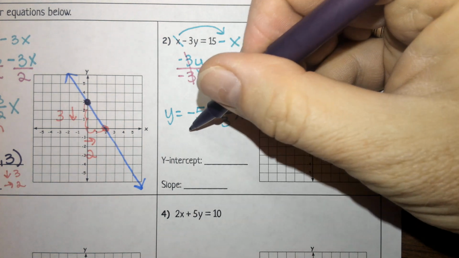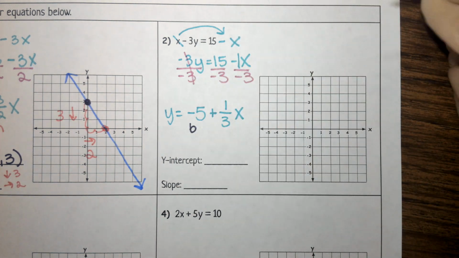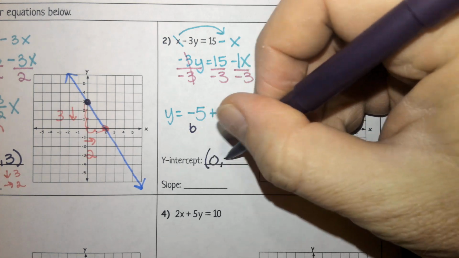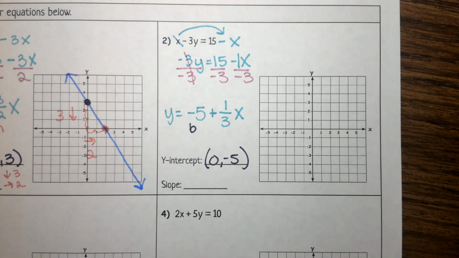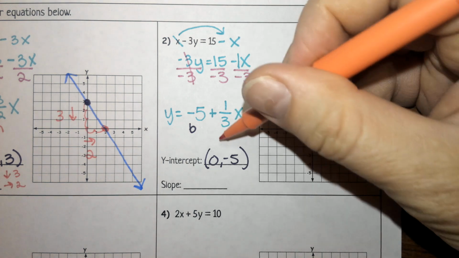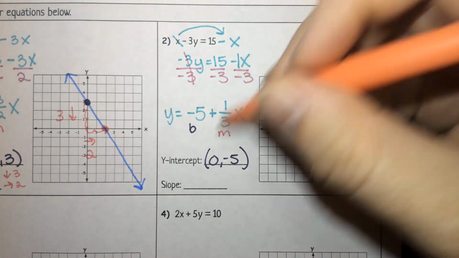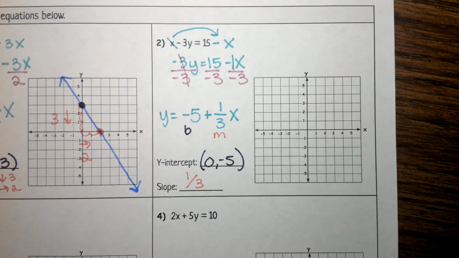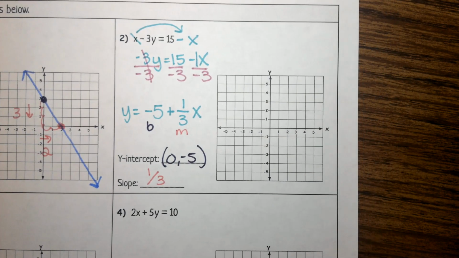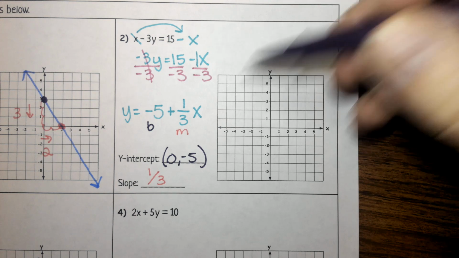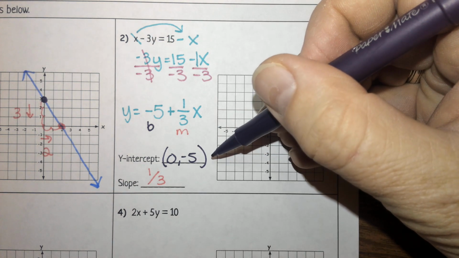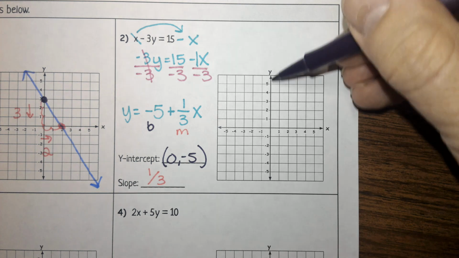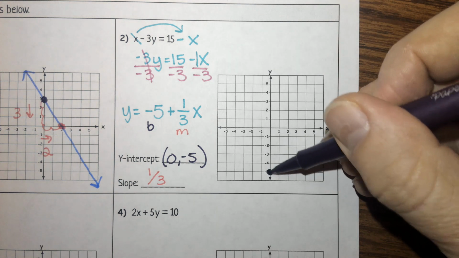So the y-intercept is b, which is the number with no x. So we have (0, negative 5). And then our slope is m, the number in front of x. So 1 over 3. Now that we have the y-intercept and slope, we can graph. So I begin with b. On the y-axis, I go down to negative 5 and put a point.